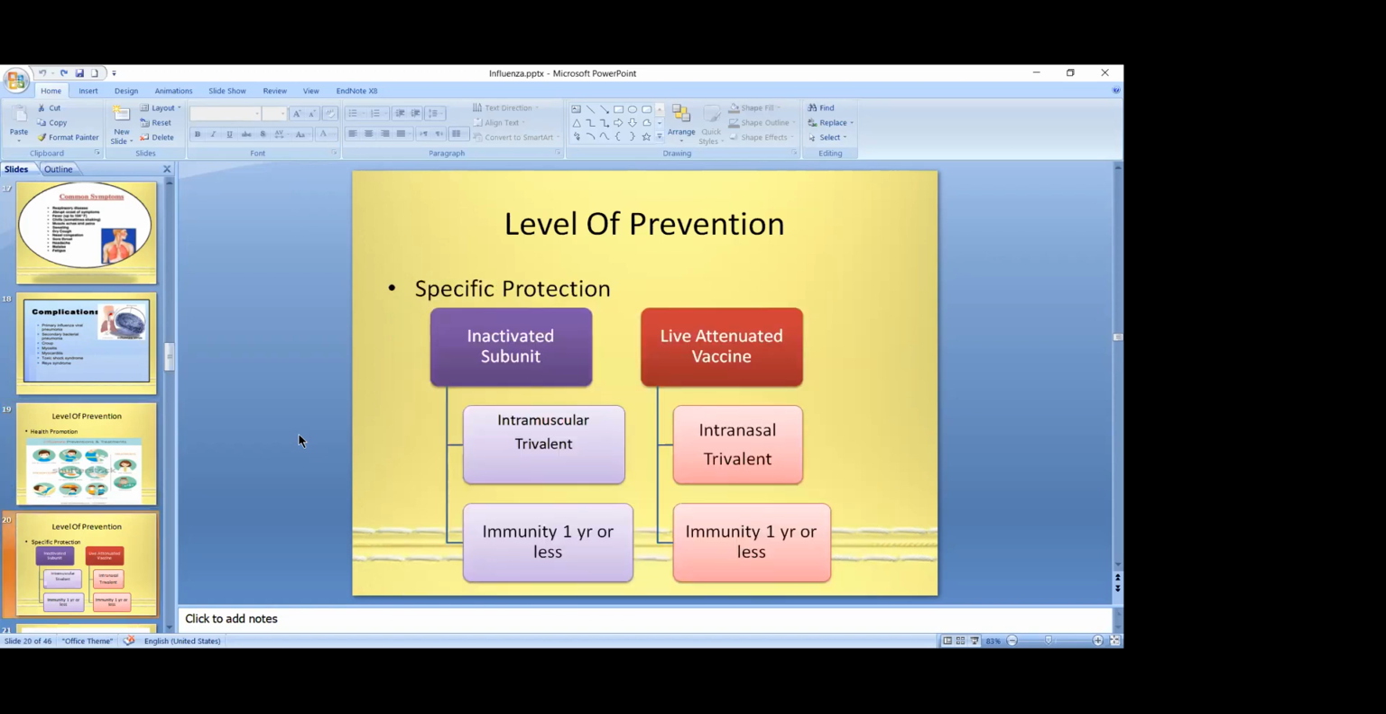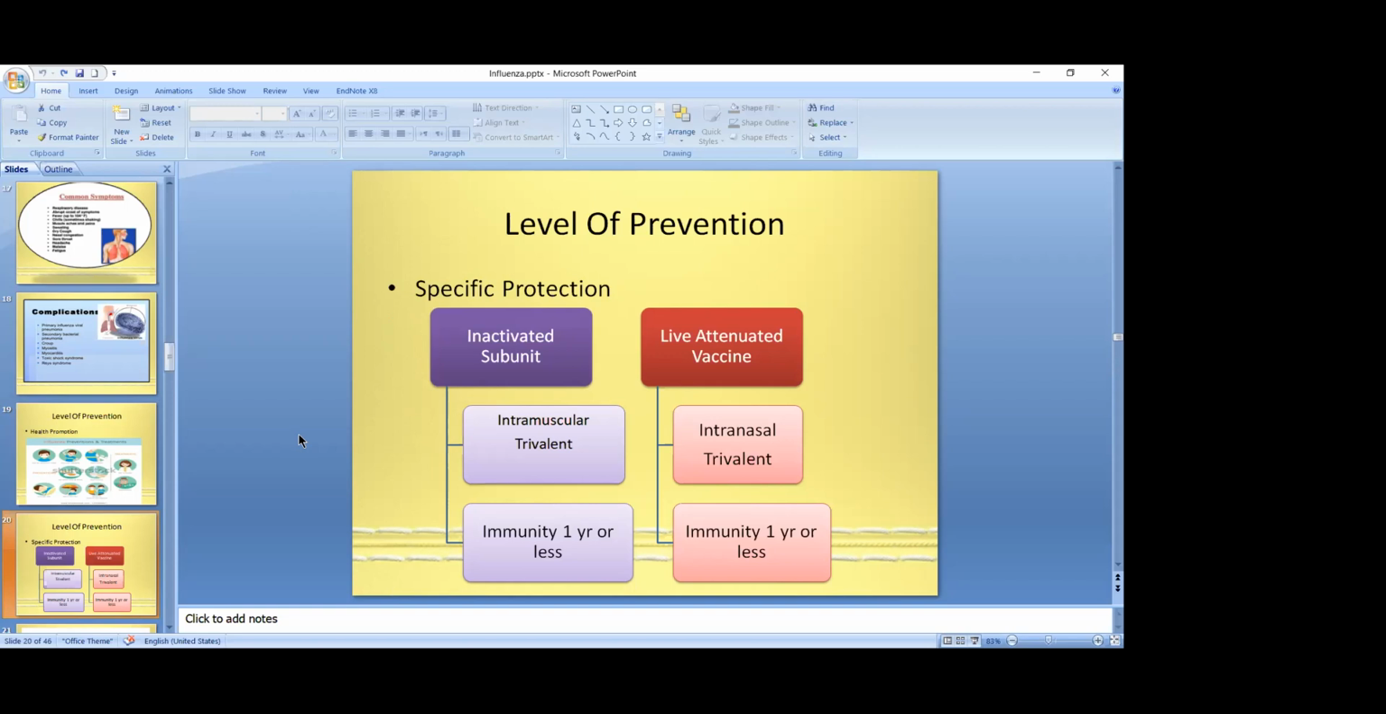And in specific protection, there is a vaccination for this disease. There are two types of vaccination: inactivated subunit and live attenuated vaccine. Inactivated subunit is mostly used intramuscularly. It is trivalent, and the immunity produced with the vaccination is 1 year or less than 1 year. There is no lifelong immunity with this vaccination.